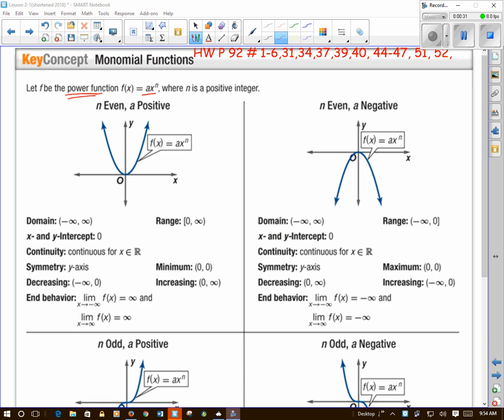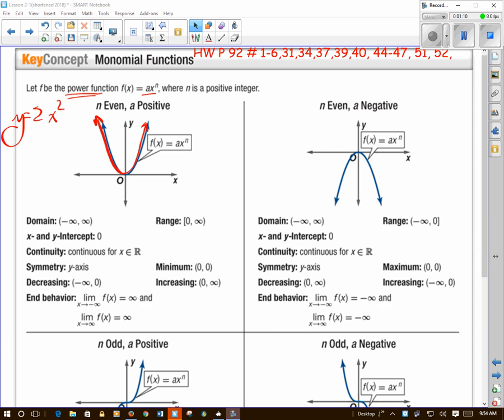If n is an even number and we have a positive coefficient, something like y equals 2x squared would be an example of this. Then we know the basic shape of the graph is going to be the shape shown here. In the case of an x squared, it's going to be a parabola. With an x to the fourth, it's not going to be a parabola, but it's going to be a similar shape. It would be just a little flatter on the bottom. And 6th power, 8th power, all of those are going to be the same basic shape.